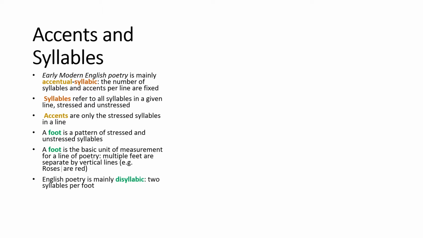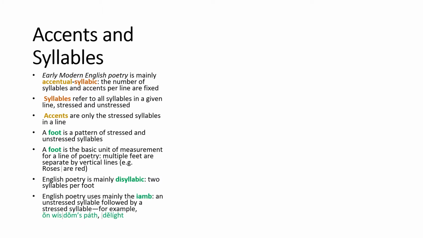English poetry is mainly disyllabic. That is, each foot has 2 syllables in it. Usually, that's mainly the case. So roses has 2 syllables, are red has 2 syllables. English poetry uses mainly the iamb, that is an unstressed syllable followed by a stressed syllable. For example, on wisdom's path delight, where unstressed stressed, unstressed stressed, unstressed stressed is the pattern.